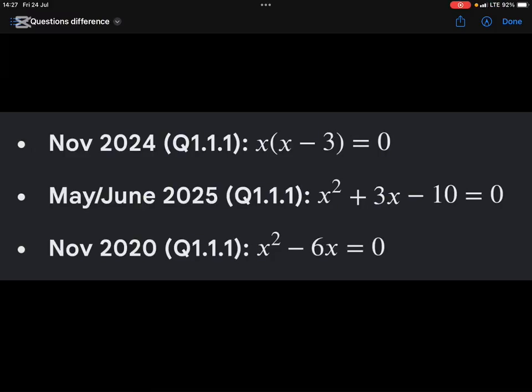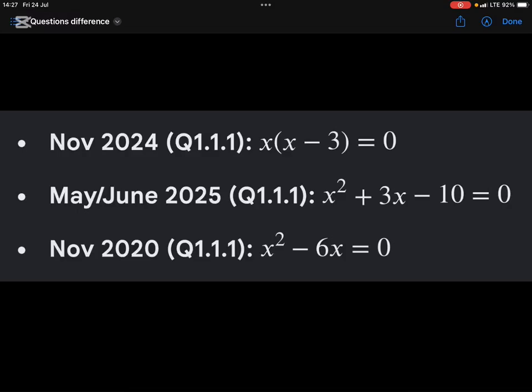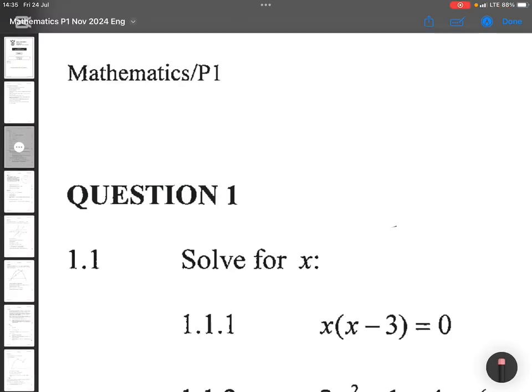The one I'm working on in this video, the very first one for 2024, is actually a freebie. It's very easy to solve because it's already a factorized quadratic equation. So let's get into it. You don't have to expand it anymore. So what happens? Many people make mistakes here. Let's see this question.